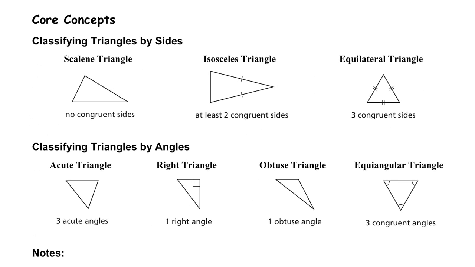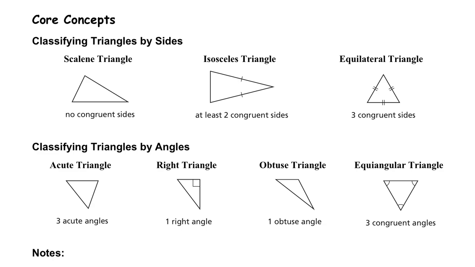We can name triangles by sides and angles. So first off, if zero sides are congruent to each other, that's called scalene. If two sides are congruent to each other, that's called isosceles. And if all three are congruent, it is called an equilateral.